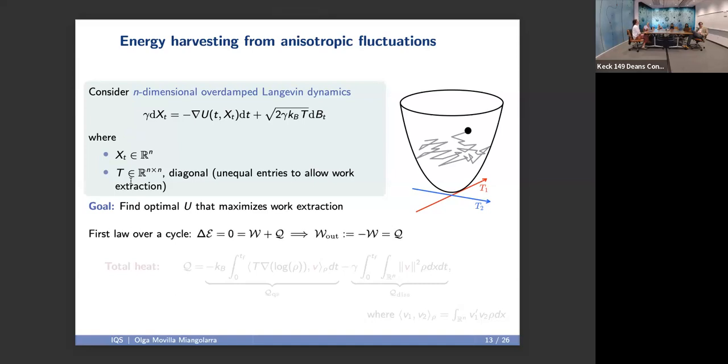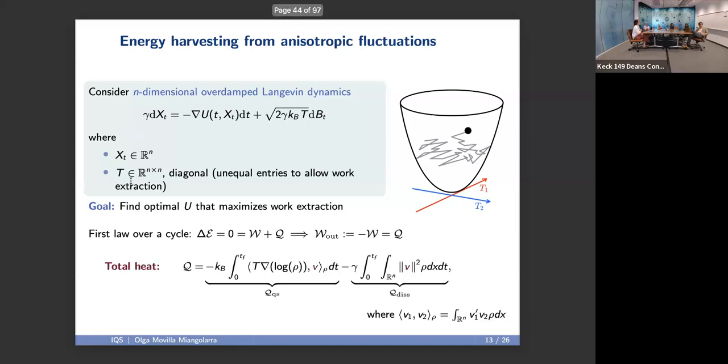Now, over a cycle, we know from the first law that the energy doesn't change because we started in the same state. So the work output, which in this case is minus the work because of the sign convention we've chosen, is really nothing but the heat. So for us now, it's going to be more convenient to work with the heat. So that's what we're going to do.